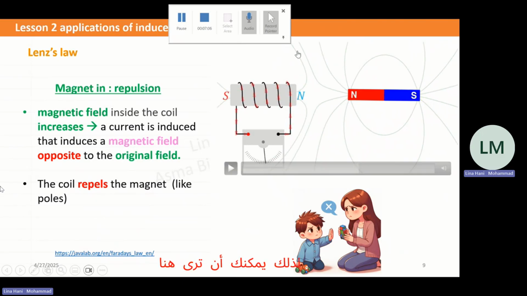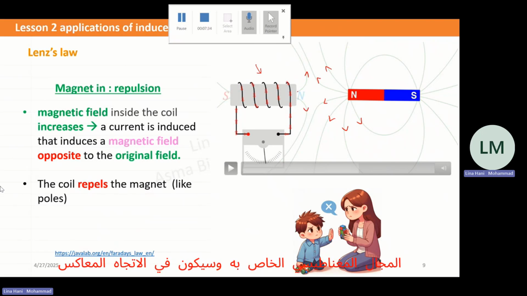So you can see here that this solenoid generated its own magnetic field. And this magnetic field is in the opposite direction of the original one. So the original one was going like this. And it was approaching this solenoid. So it was increasing inside the solenoid. So it tries to defend itself by generating its own magnetic field, and it's going to be in the opposite direction of the original one.